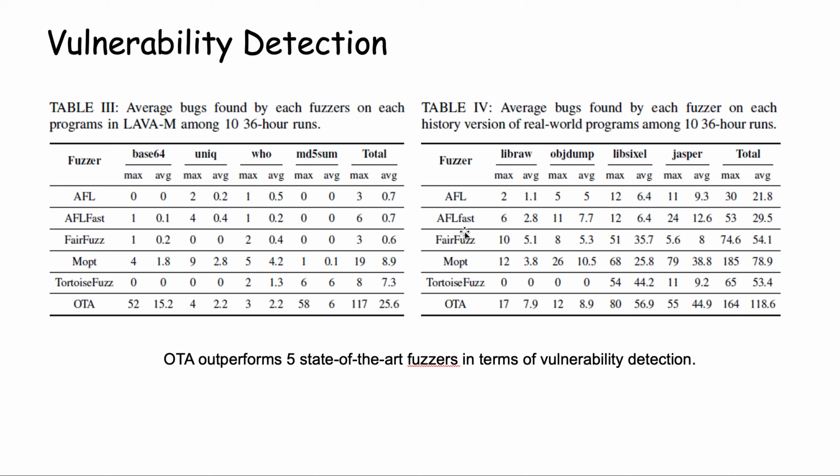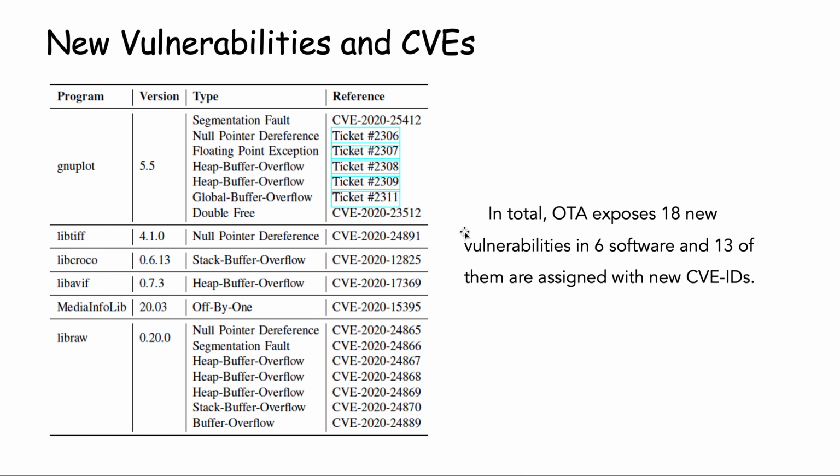We are also deeply concerned about whether our fuzzer can detect new vulnerabilities in the latest versions of programs. Luckily, in total, OTA exposes 18 new vulnerabilities in 6 software, and 13 of them are assigned new CVE IDs.